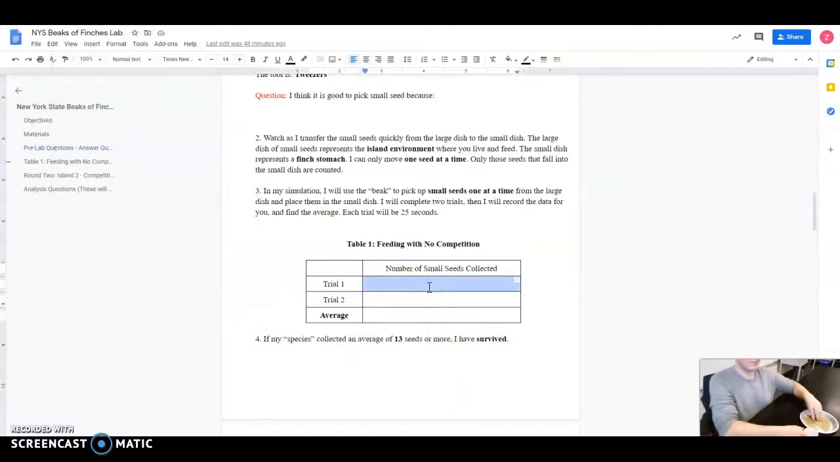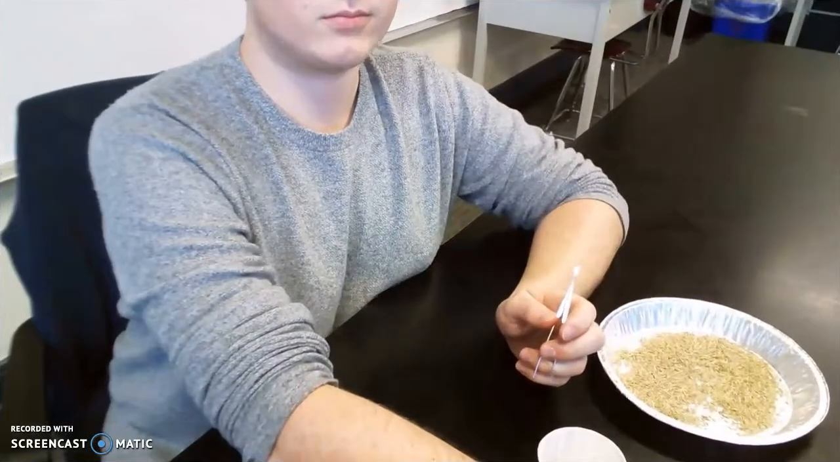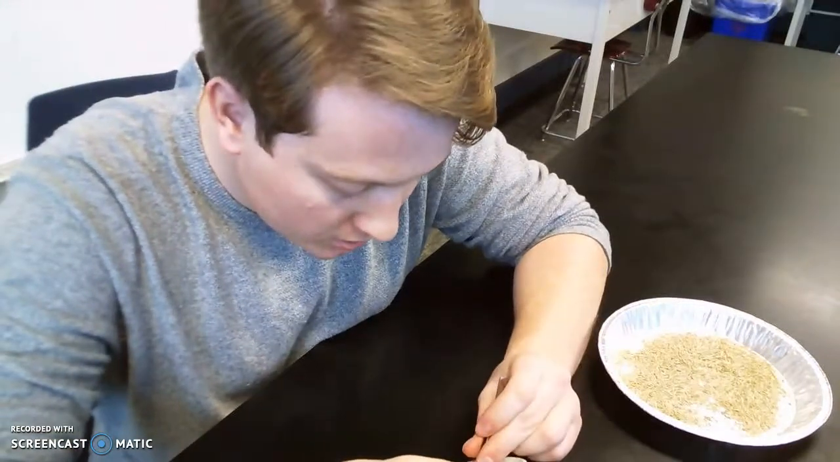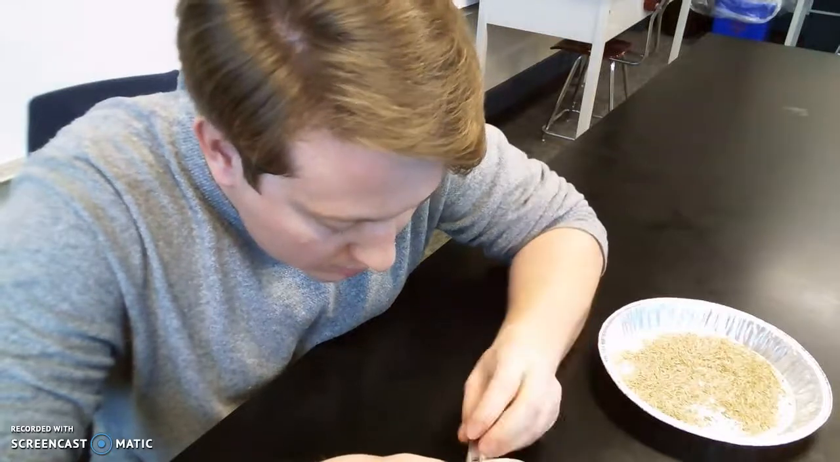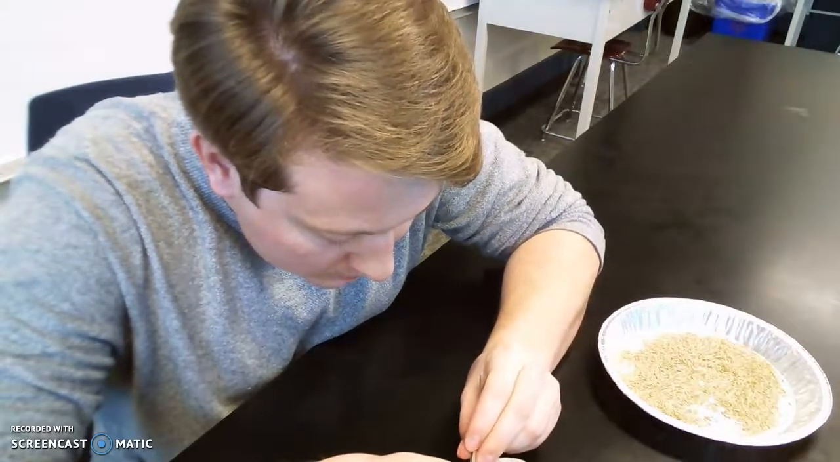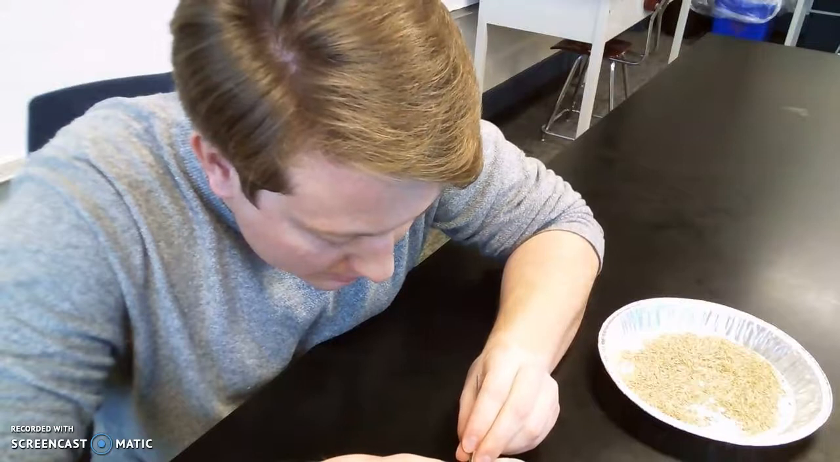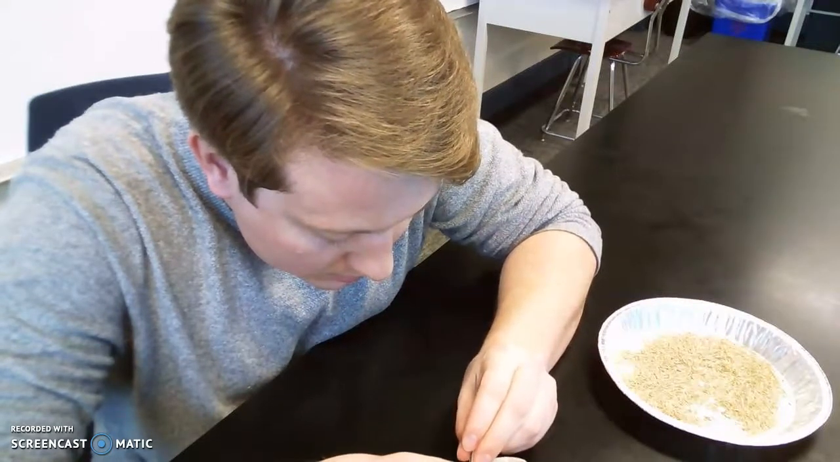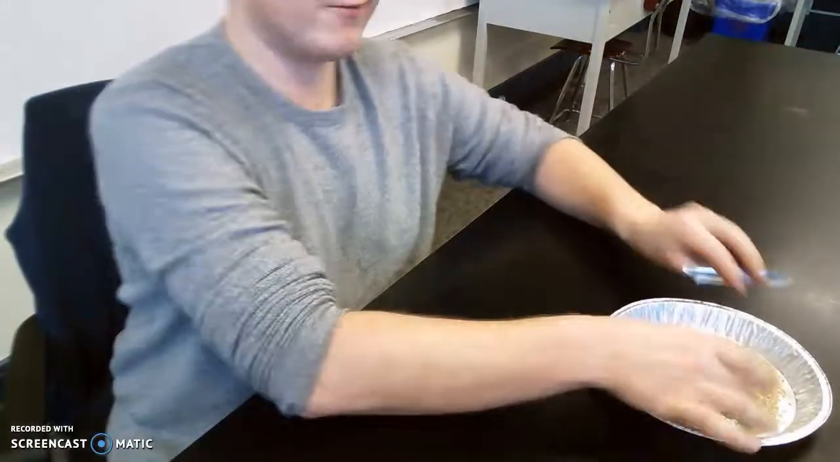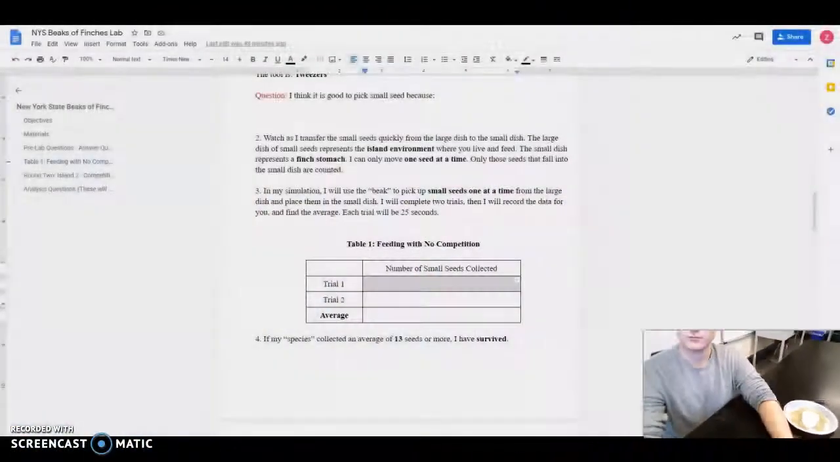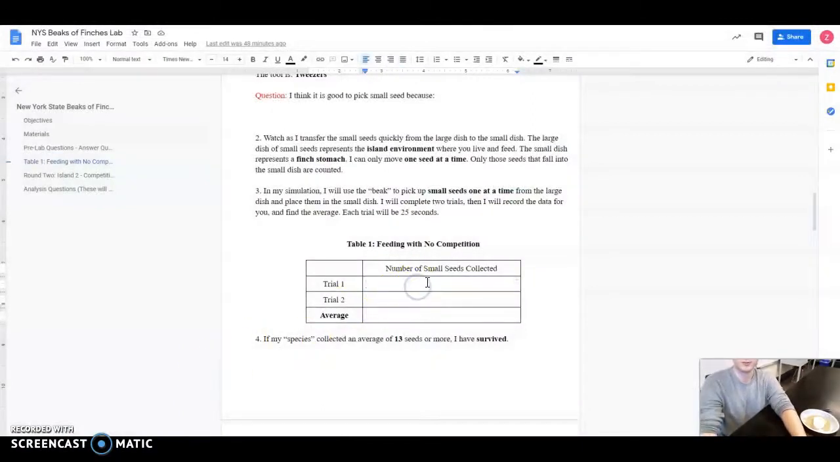And let's count how many seeds I got in trial 1. So let's see. 1, 2, 3, 4, 5, 6, 7, 8, 9, 10, 11, 12, 13, 14. So I've got 14 seeds. I'm going to go ahead and put 14 in the chart for you.